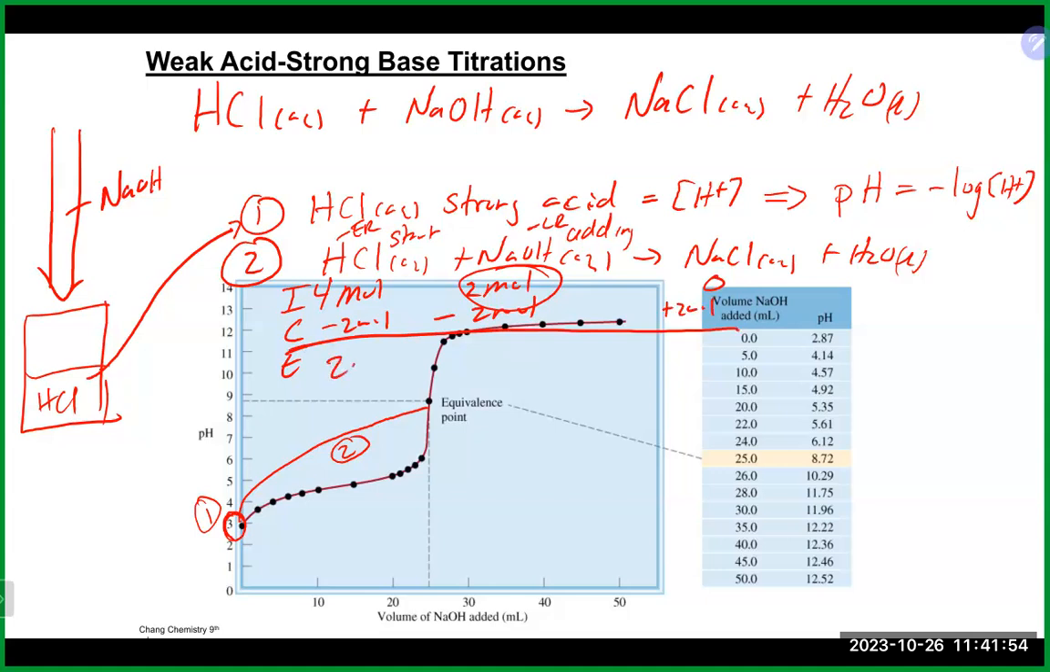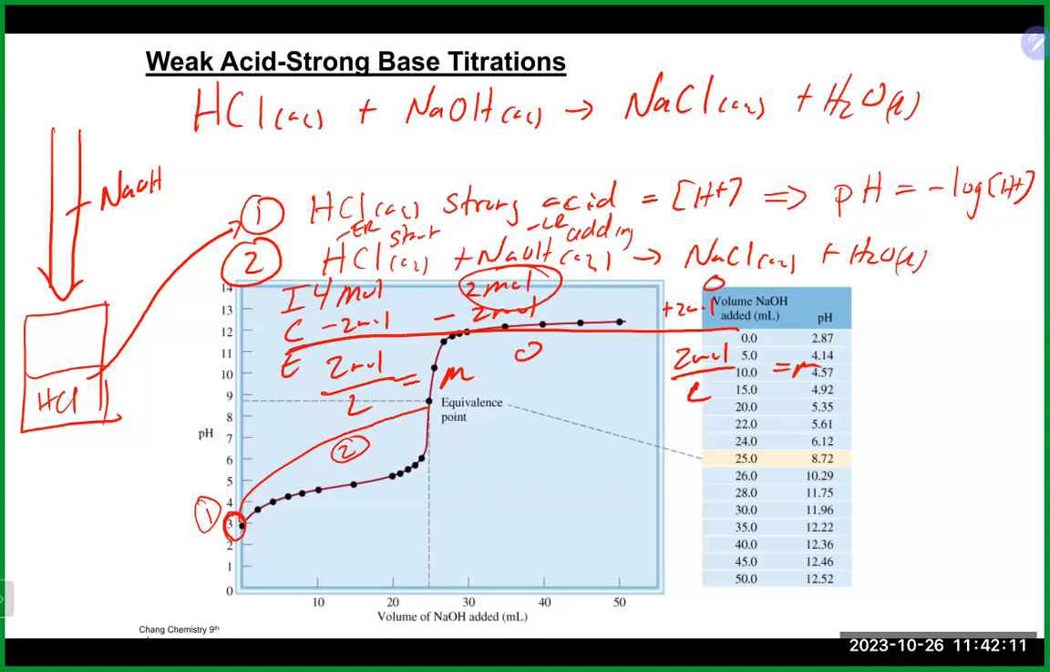And at the end, we would have 2 moles of that. We'd have nothing of that. All the sodium hydroxide should be gone. We would have 2 moles of this. Once you get to the end of your ice table, once again, we want to convert back to molarity, as we talked about, using the total volume.